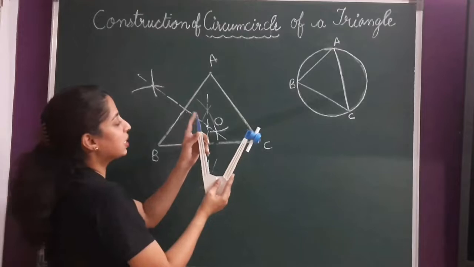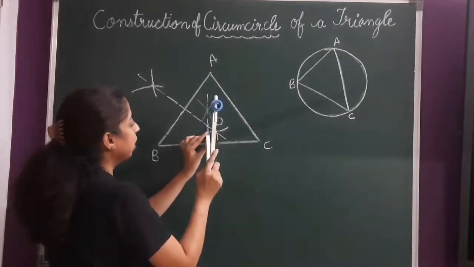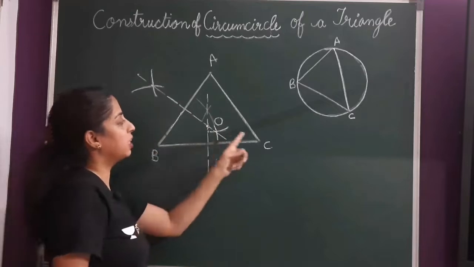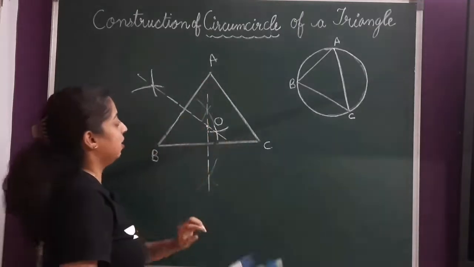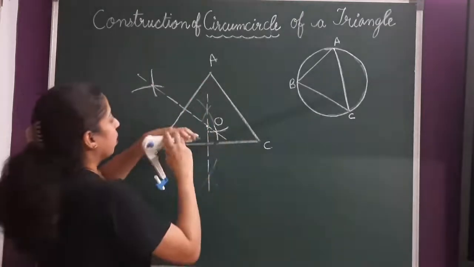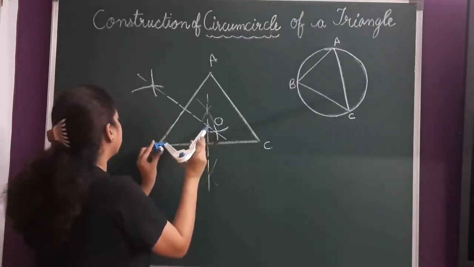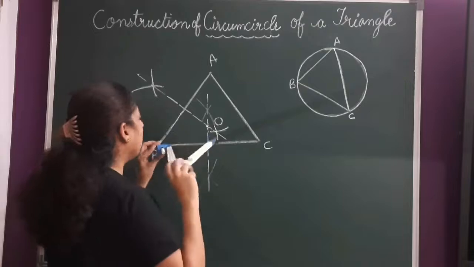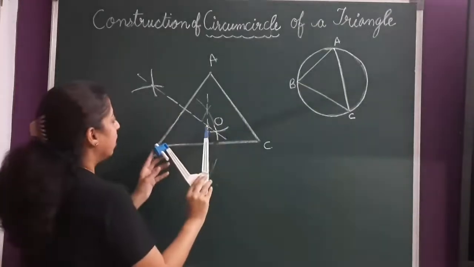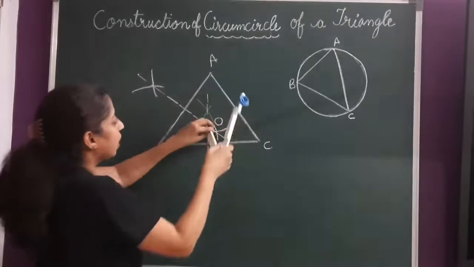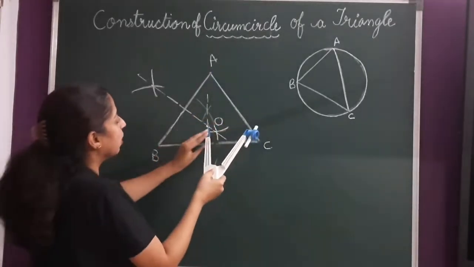Now take your compass, keeping your point at the center. You can take any of the vertices. Either OB you can take as radius, or OC, or OA. All three will be the same, right? So take this point and take the vertex B. Okay, so this is our radius. This and B are also equal. You can see it is touching at A also and at C also, right?